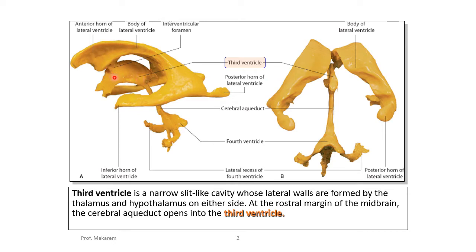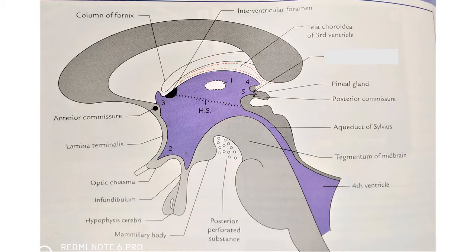On either side of the third ventricle, we can identify the thalamus and hypothalamus. It's just a small slit-like cavity, lined by ependymal cells. It has an anterior wall, posterior wall, roof, and the floor. Let us see the structures forming the anterior wall. The anterior wall is formed by the anterior columns of the fornix. Then you can identify the anterior commissure, and then the lamina terminalis.